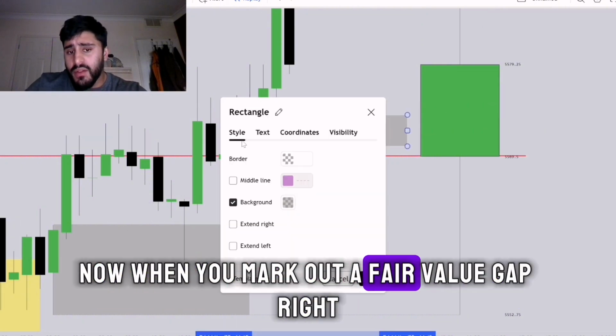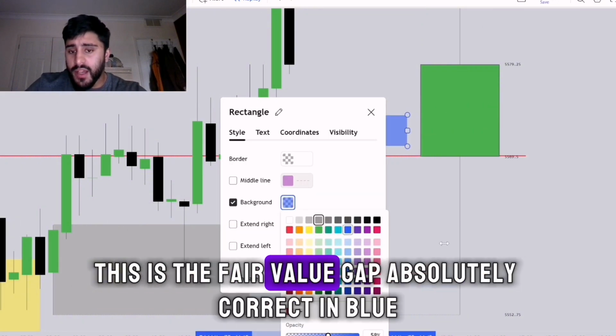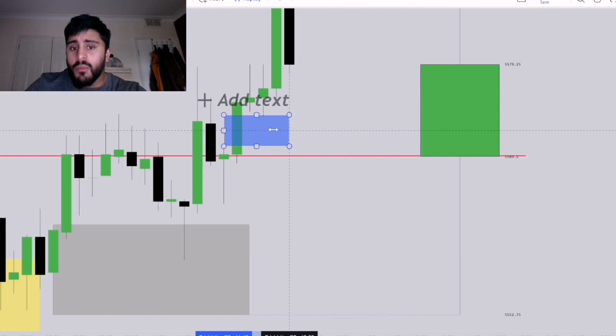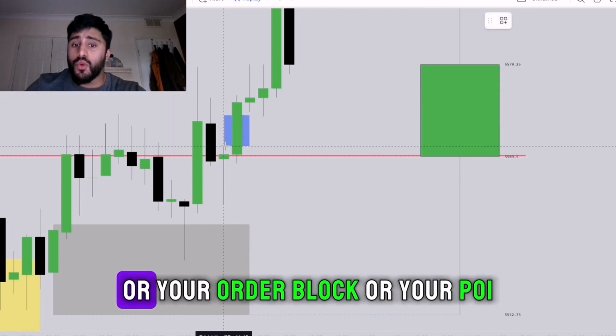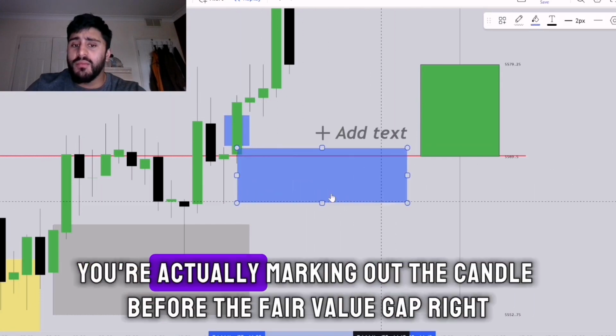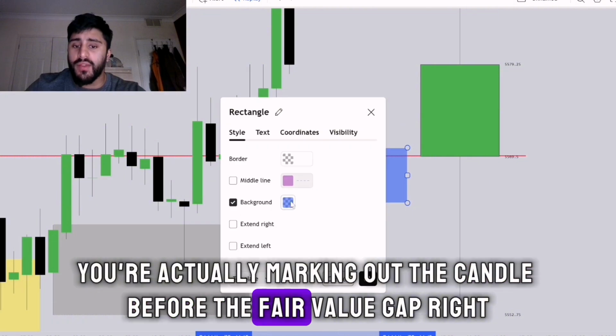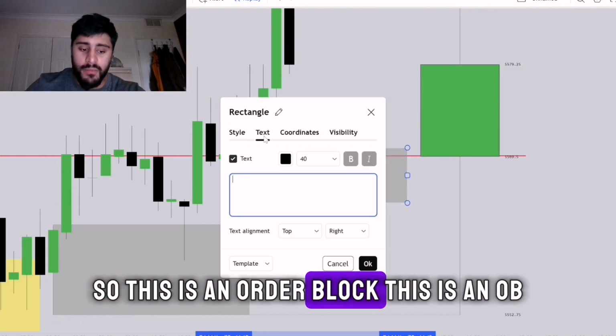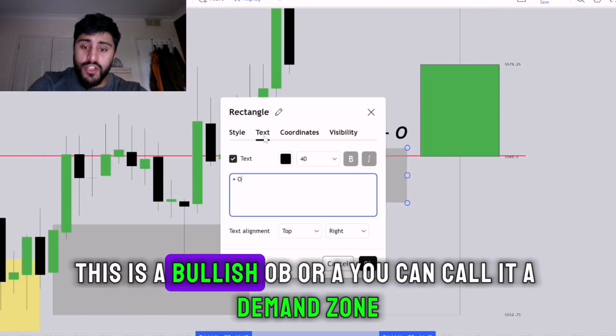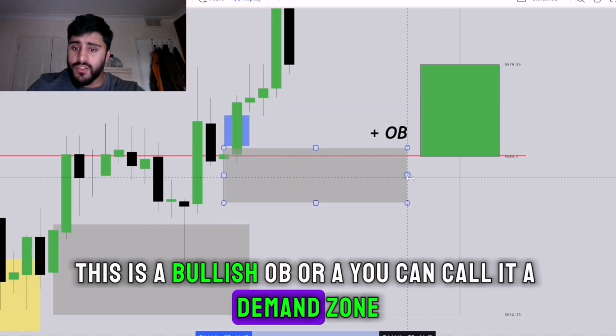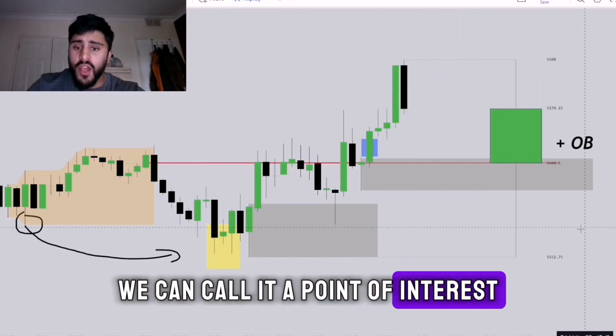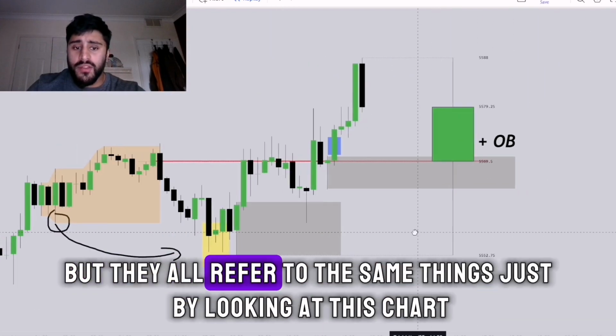When you mark out a fair value gap, right, this is the fair value gap, absolutely correct, in blue. But when it comes to your point of interest or your order block or your POI, you're actually marking out the candle before the fair value gap, right? So this is an order block. This is an OB. This is a bullish OB, or you can call it a demand zone, or you can call it a point of interest. It's whatever you want to call it, but they all refer to the same things.